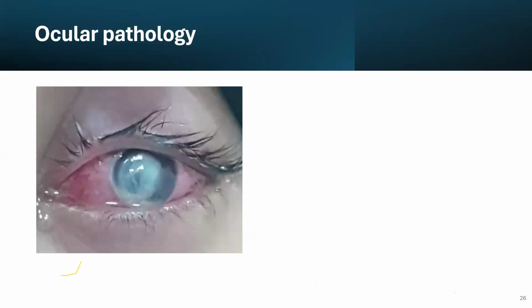Any guess what's going on here? This patient using contact lens came to the emergency room with painful vision loss. So this is microbial keratitis. This is an infection in the cornea. You can see this whitish infiltrate in the cornea. Excellent, the one who answered MK, microbial keratitis. Excellent. Okay.